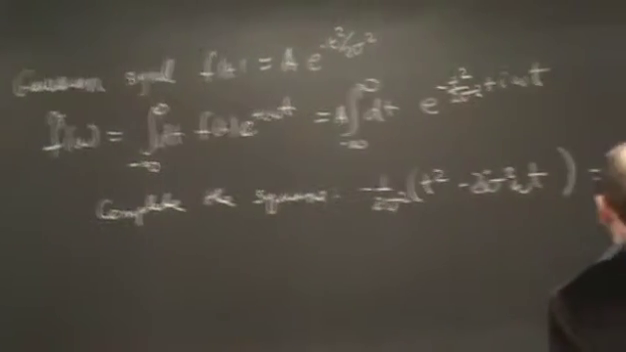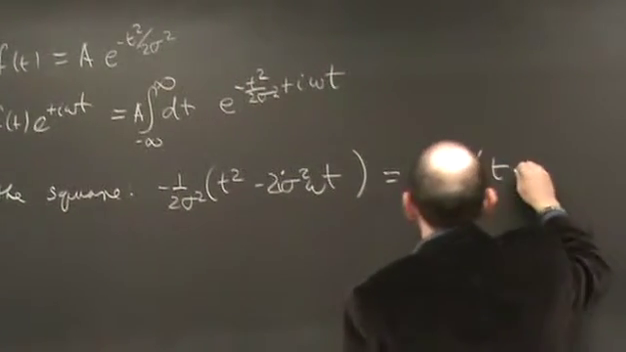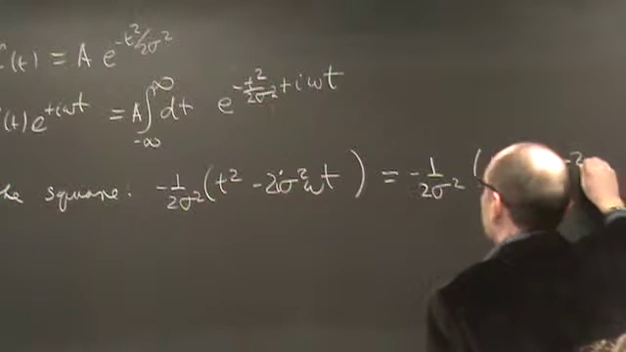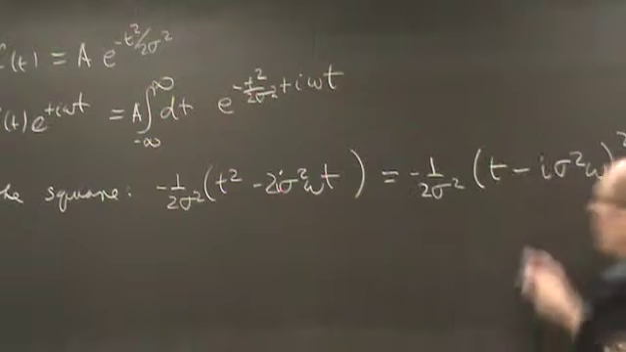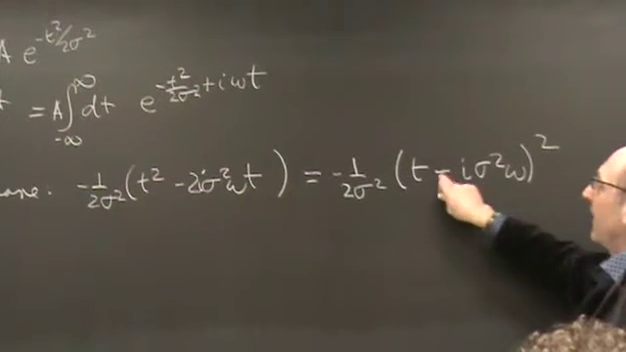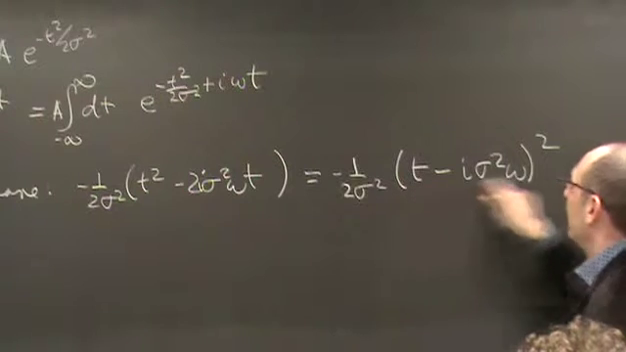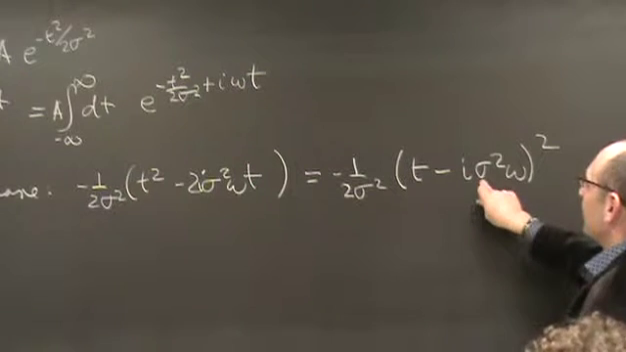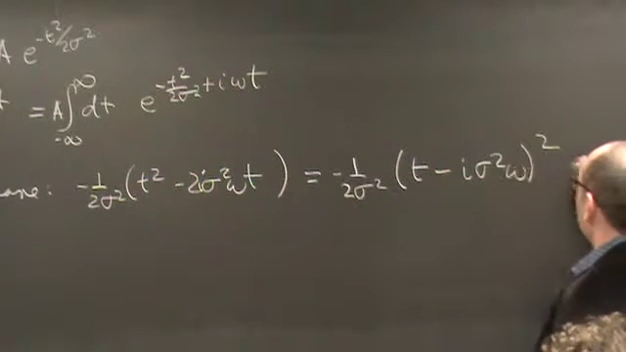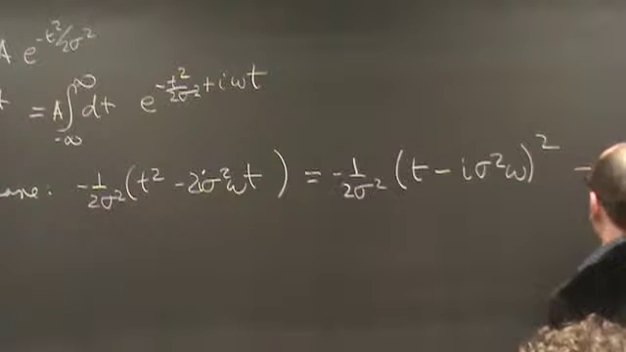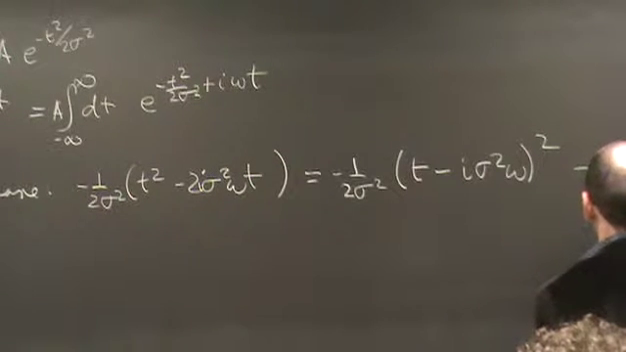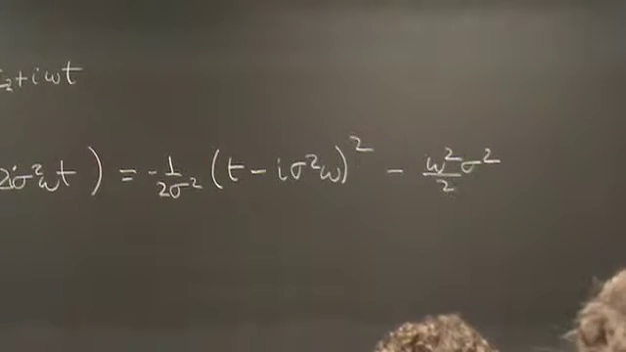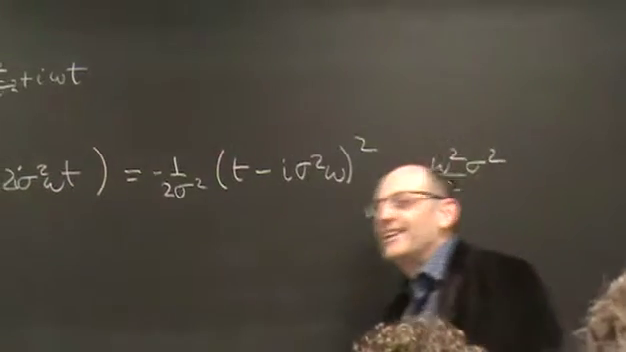So I've got 1 over 2 sigma squared, this is t minus i omega squared. When I square that, I get t squared, I get minus 2i omega t. And then I've got to subtract out the extra piece, which is minus 1 minus omega squared over 2 sigma squared. Okay, so that's completing the square. Do that in your favorite way.